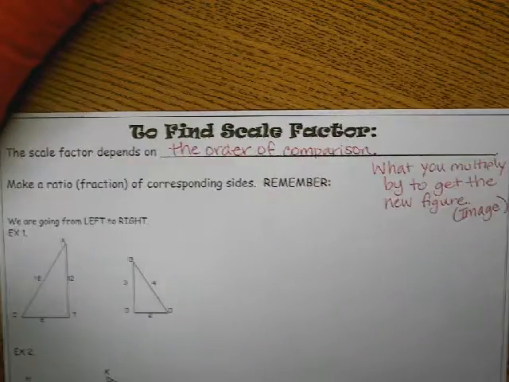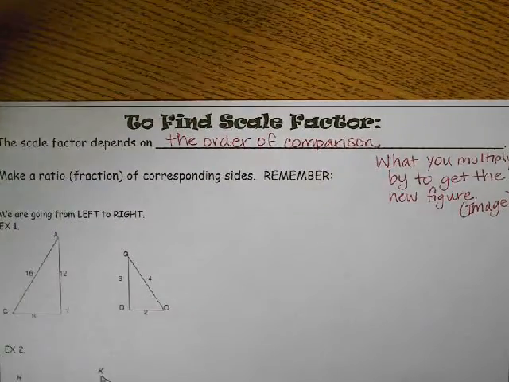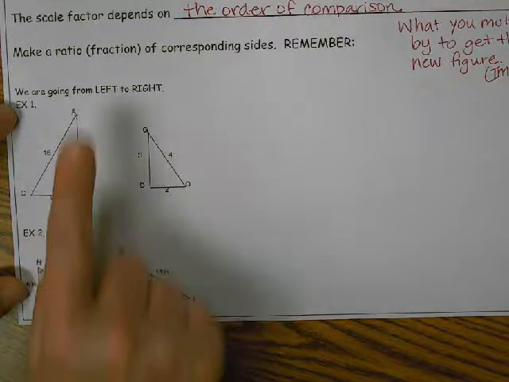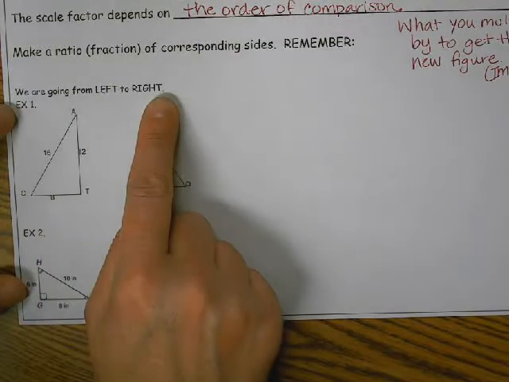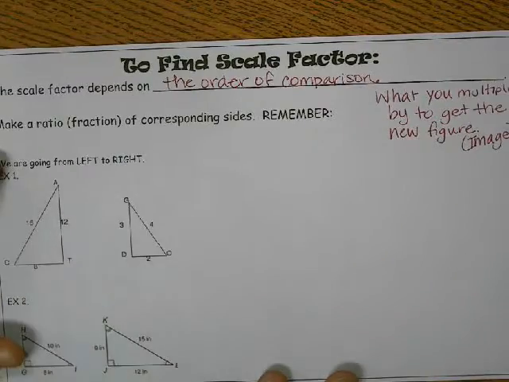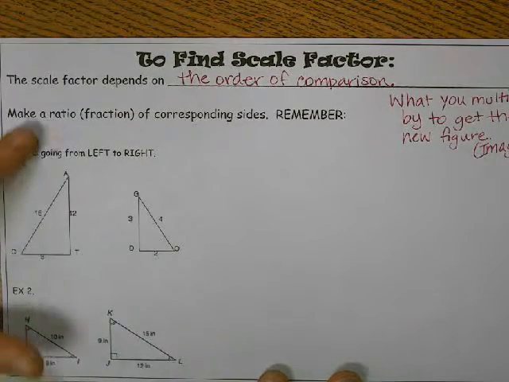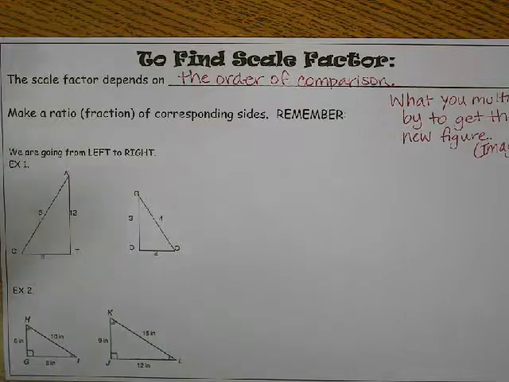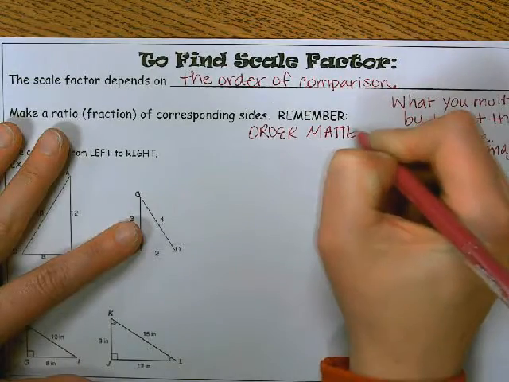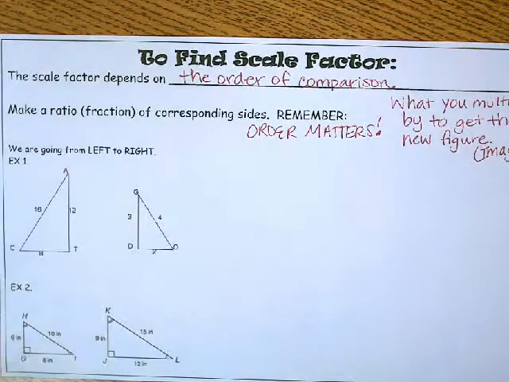Remember, if I'm writing too fast, go ahead and push pause. The order of comparison, what that means is what order am I going from? Am I going from the big to the small, or from the small to the big? In these two examples, they're telling us to go from left to right. So just keep that in mind. To make scale factor, you just make a fraction of corresponding sides. Remember that order matters.